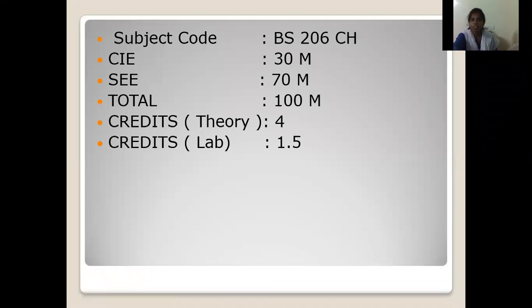Subject code for chemistry is BS206CH. This is the subject code. And you know how the marks are distributed for the internal as well as external examination. For the internal examination, around 30 marks, and for the external examination, 70 marks. 30 marks for continuous internal evaluation, and for external evaluation, you will be having the 70 marks. Total, you will be having the 100 marks.